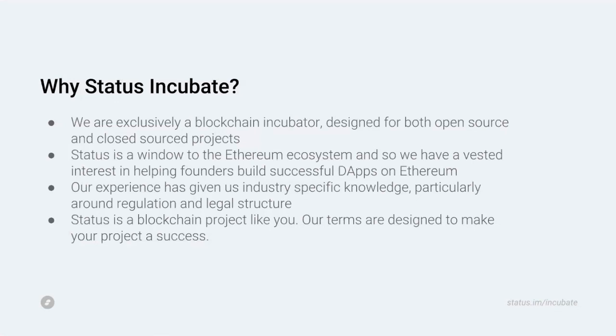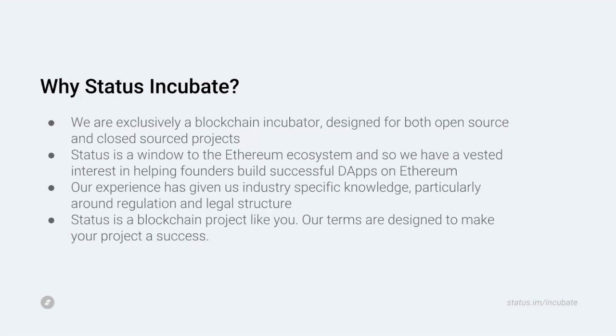Status is a window to the Ethereum ecosystem, and so we have a vested interest in helping founders build successful dApps on Ethereum. This goes back to my initial point as to why we're doing this in the first place. We are that window to Ethereum. We will be. And so we have a very, very strong vested interest in ensuring that dApps are successful on Ethereum.